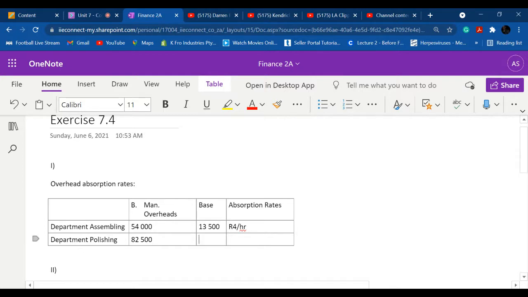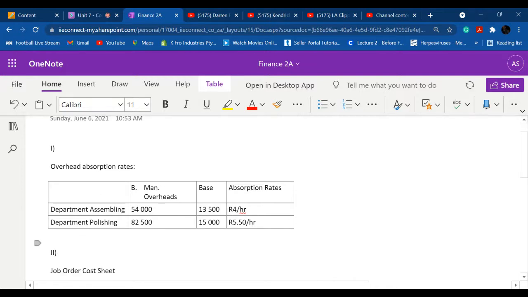Then, what was our direct labor hours? 15,000. So then what now is our rate? Let's quickly calculate that. So that's 82,500 divided by 15,000. Okay, 5.5. So 5 Rand and 50 cents per hour. We have our absorption rate.